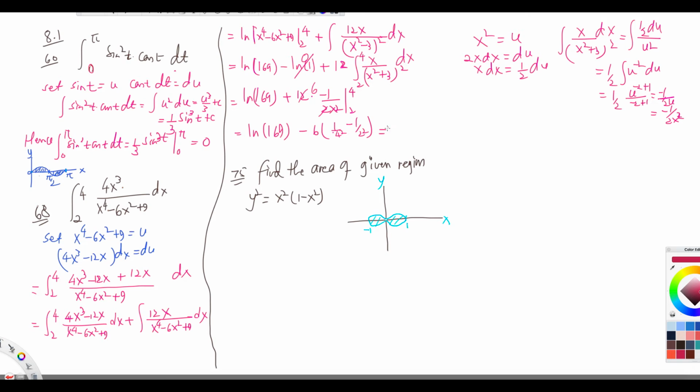So what do you get? You basically get natural log of 169, and then how much is that? 1 over 16 minus 1 over 4. Okay, so that is negative 6 times 1 over 16 minus 1 over 4, which is negative 3 over 16. So that is basically 6 times 3 is 18 over 16.